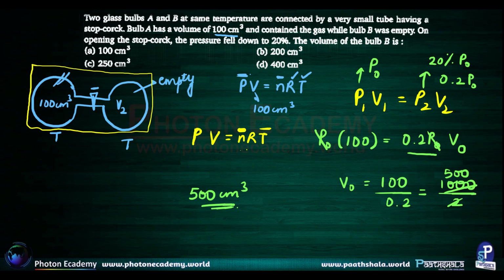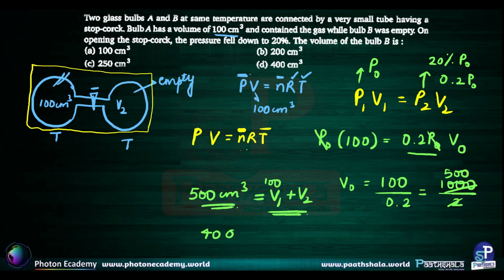However, we have been asked about the volume of bulb B. This volume, 500, is V1 plus V2. It is the final volume, correct? So we'll have to subtract the volume of V1 from this expression. V1 was 100 centimeter cube. Subtracting it, we get 400 centimeter cube as V2. So our answer becomes option D.